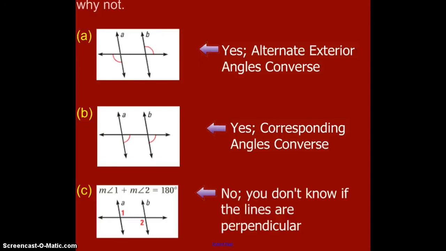Complete the note sheet and be ready tomorrow to practice some problems.